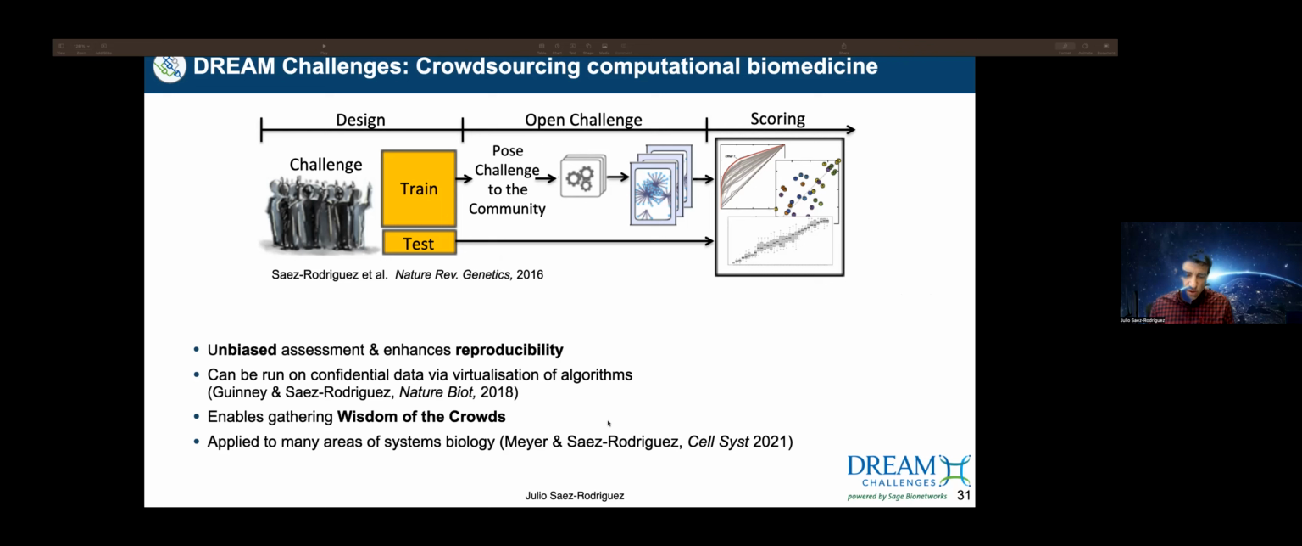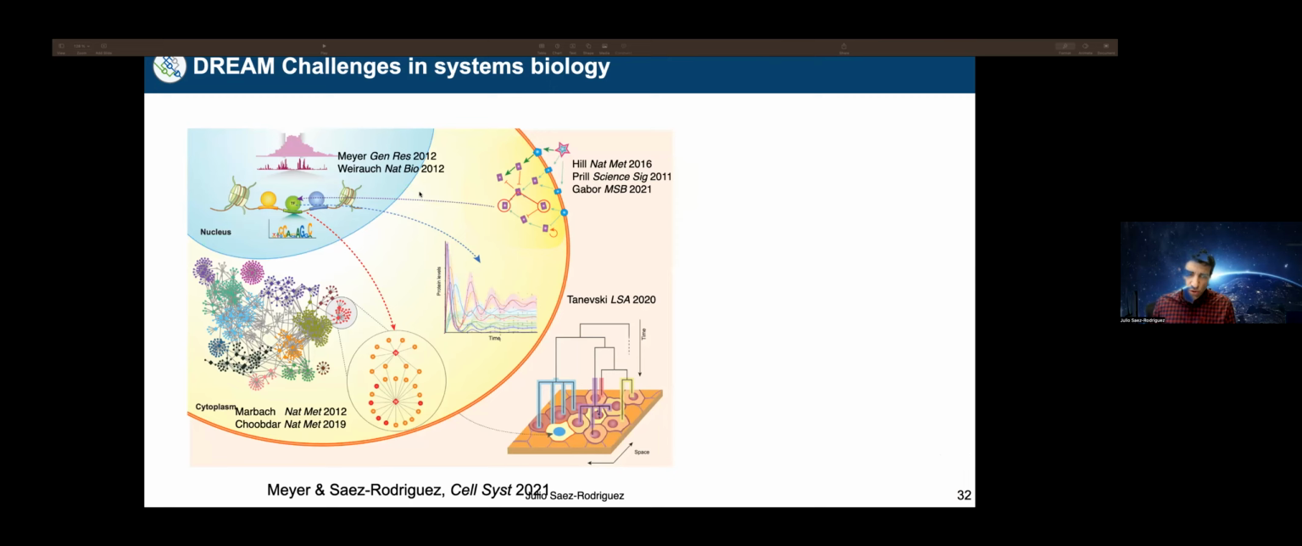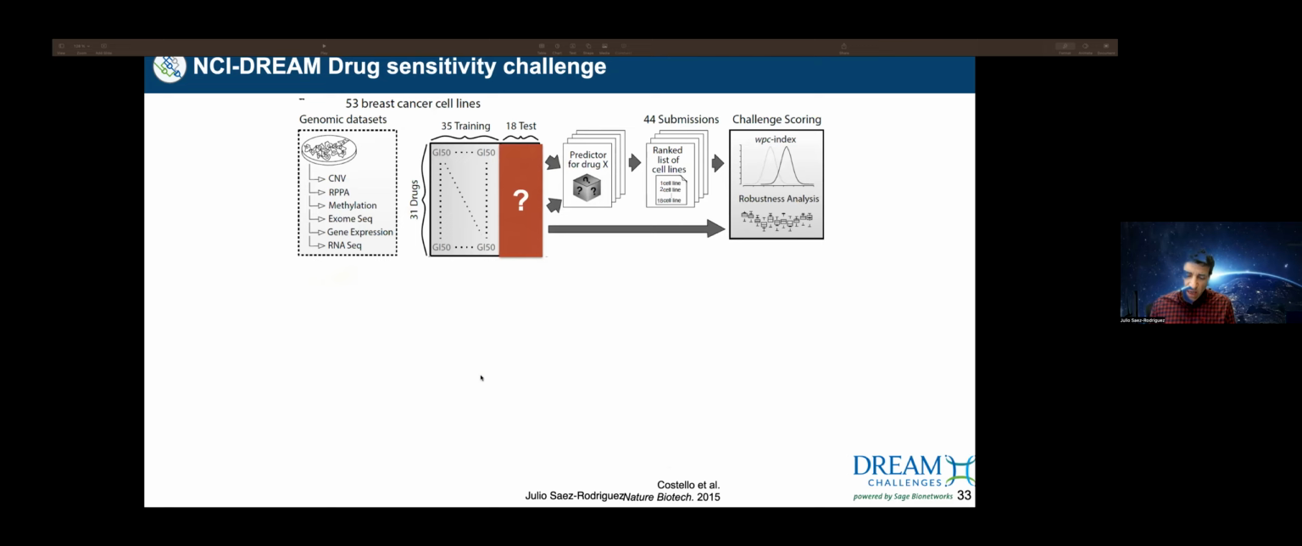And here are some of the different areas we apply this to, more at the molecular level, from gene regulation to signaling pathways to also spatially resolved data like the one we saw. But we also run this in a couple of different variants in the context of drug response. And again, it's similar to what I showed in the previous slide. So we try to see if we can predict the effect of drugs on a subset of cell lines, here with question marks, given information on other cell lines. So here in training, by using different omics data.